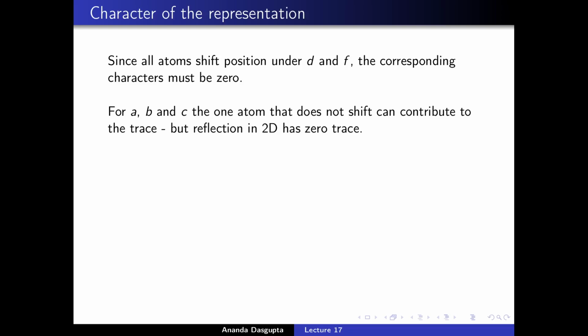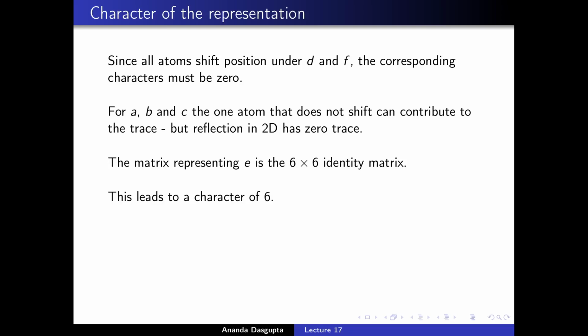And this is a simple consequence of the fact that if you do a reflection in 2 dimensions, you have exactly 2 eigenvalues, 1 for a vector which is along the line of reflection, so does not change, and -1 for a vector which is perpendicular to the line of reflection and hence flips over. So because the 2 eigenvalues are 1 and -1, the trace is always 0, the sum of the eigenvalues, and hence even the one atom which could have contributed because it did not move around actually contributes nothing.